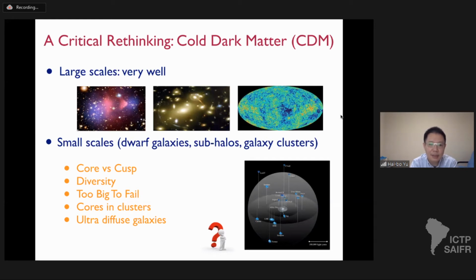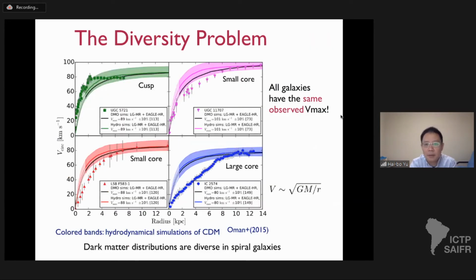So I list several of them, and some of those issues we have debated for many years. Here, in terms of small scales, I mean dwarf galaxies, subhalos, and galaxy clusters. So in this talk, I'm going to discuss some of those problems. First of all, let's talk about the so-called diversity problem.